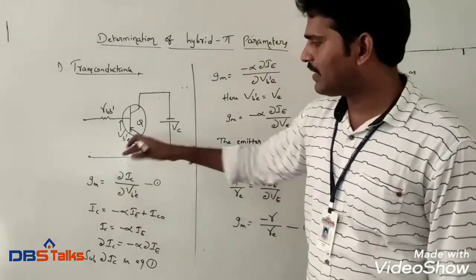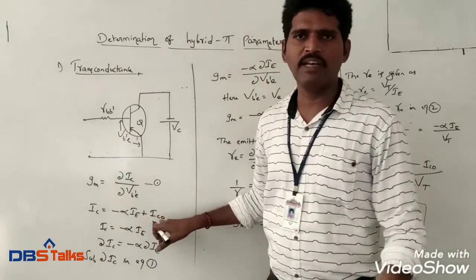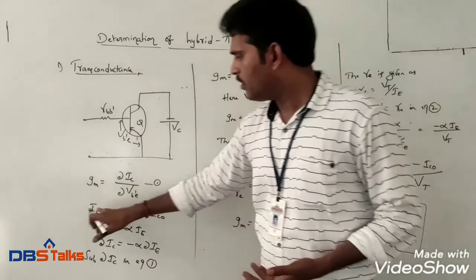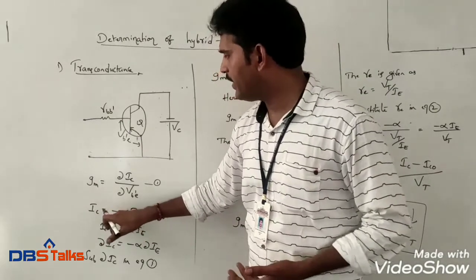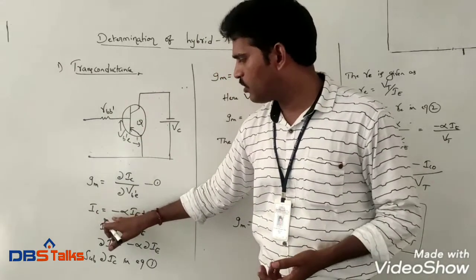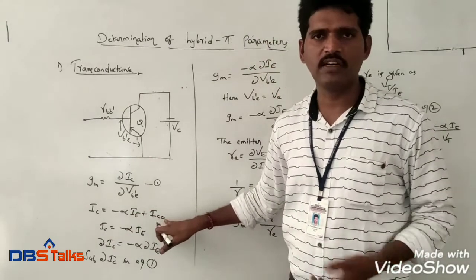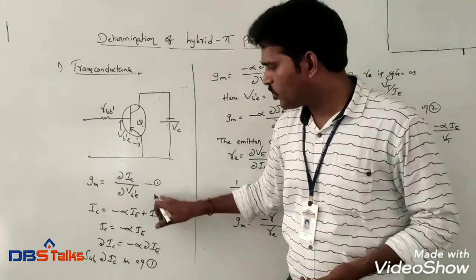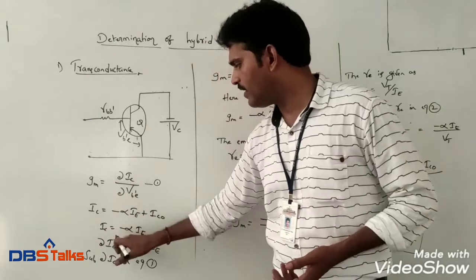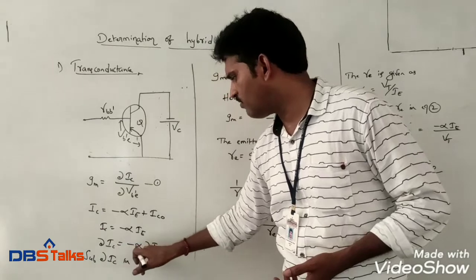Here we know the collector current equation is IC equals alpha IE plus ICO for an NPN transistor. For a PNP transistor, the collector current has a negative value, so IC equals minus alpha IE plus ICO. ICO is the reverse saturation current or minority carrier current, so we can neglect this ICO. So IC equals minus alpha IE, and from this dou IC equals minus alpha dou IE.